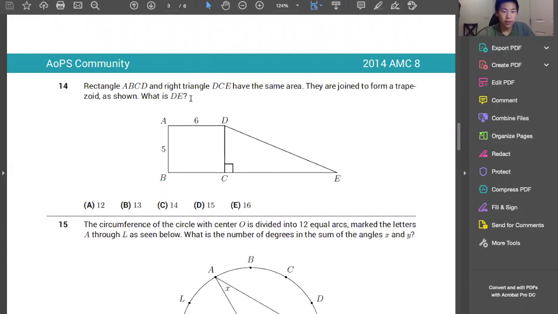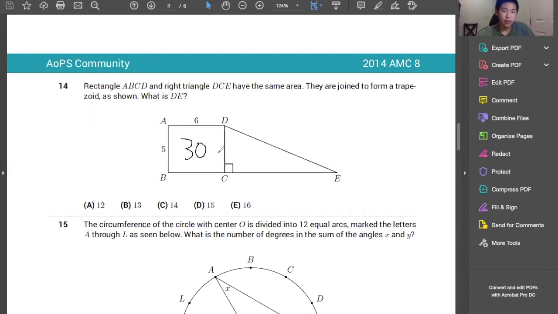So we have a rectangle and a triangle with the same area. And then we put them together to make a trapezoid. And we want to find DE. So first we can find the area of this rectangle pretty easily. It's 5 times 6, length times width. So that's 30.